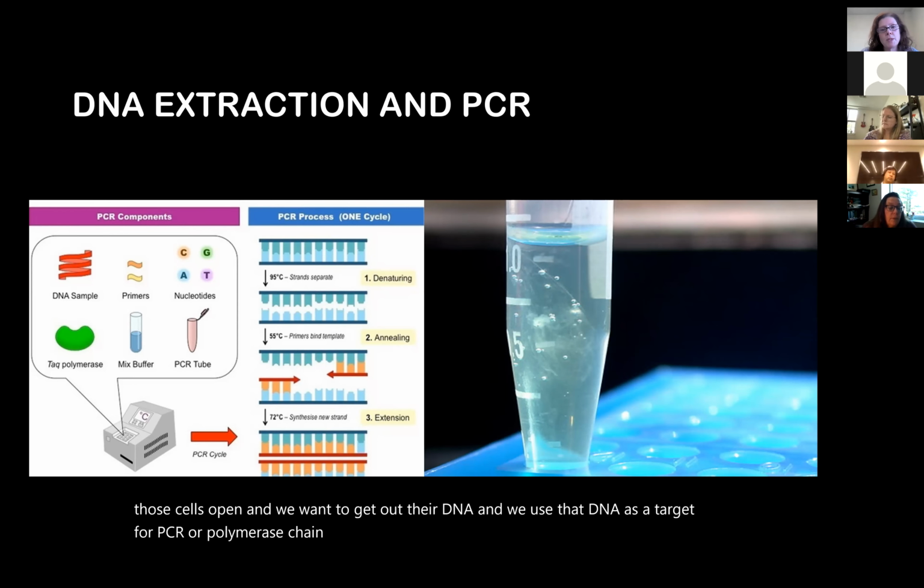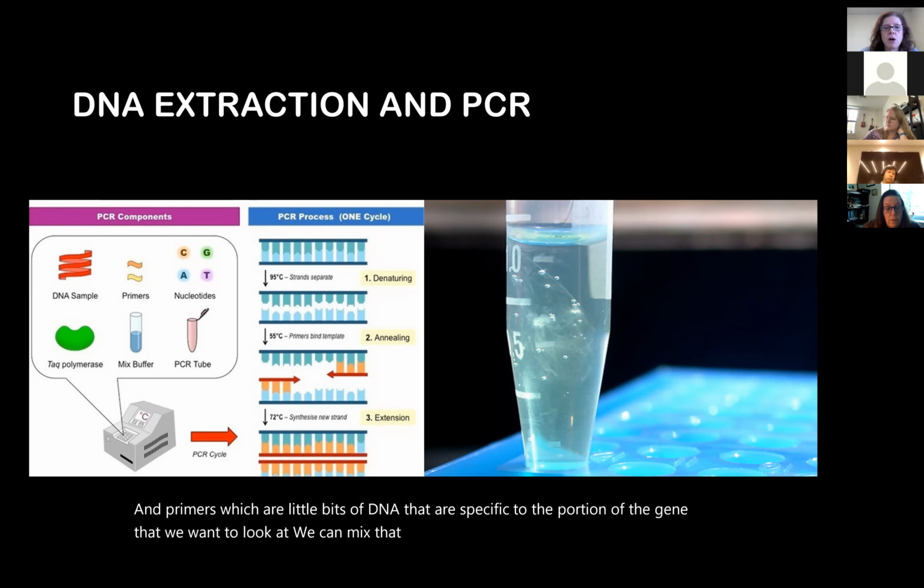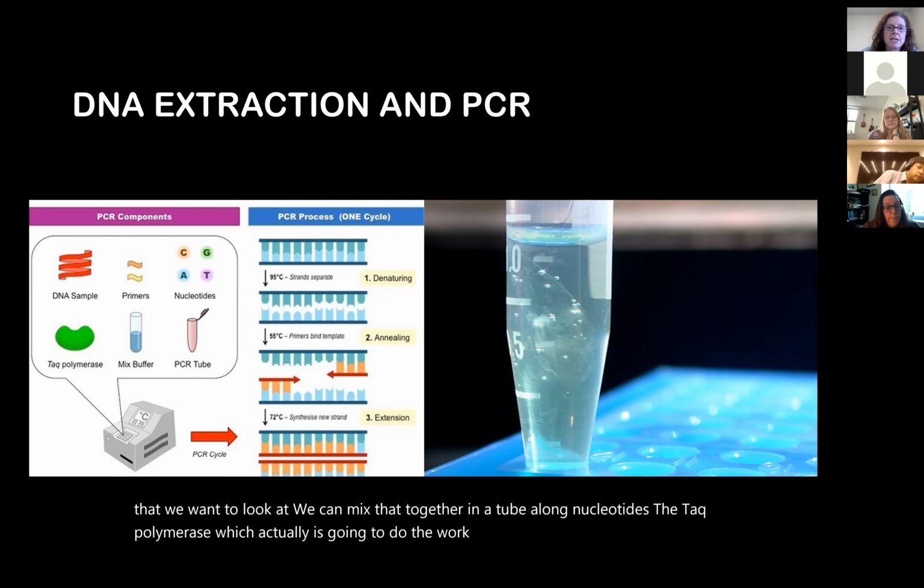And so using the DNA template and primers, which are little bits of DNA that are specific to the portion of the gene that we want to look at, we can mix that together in a tube along with our nucleotides and the Taq polymerase, which actually is going to do the work for us. And we're going to put it into a machine called a thermocycler.